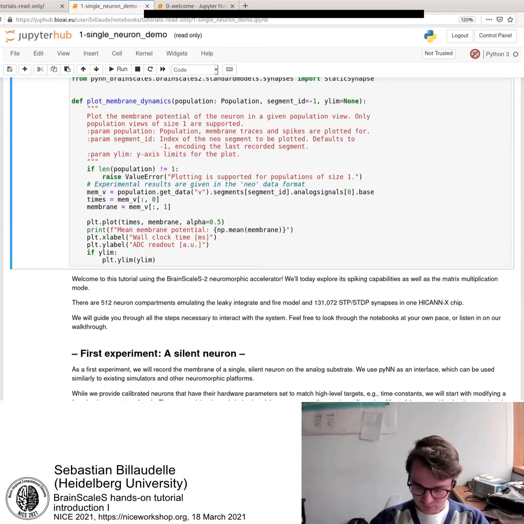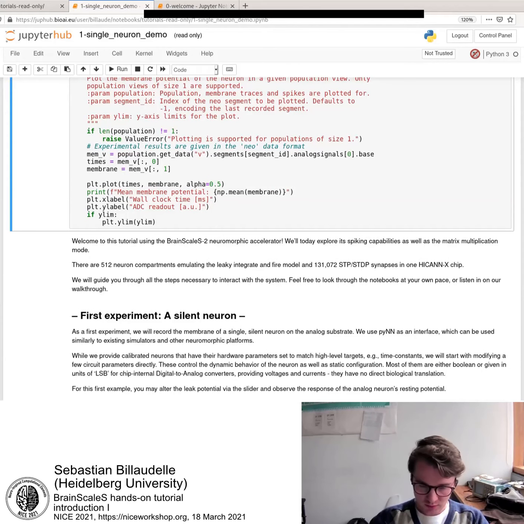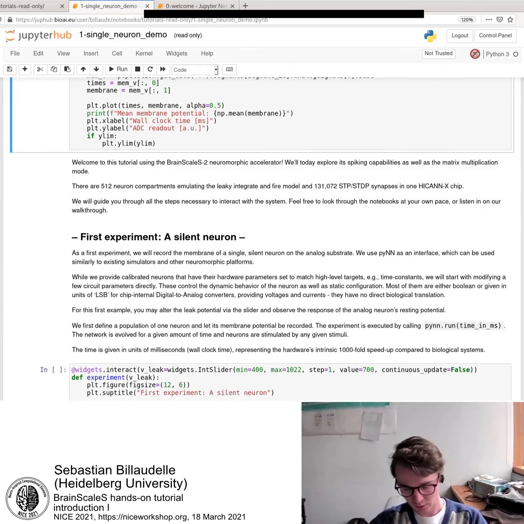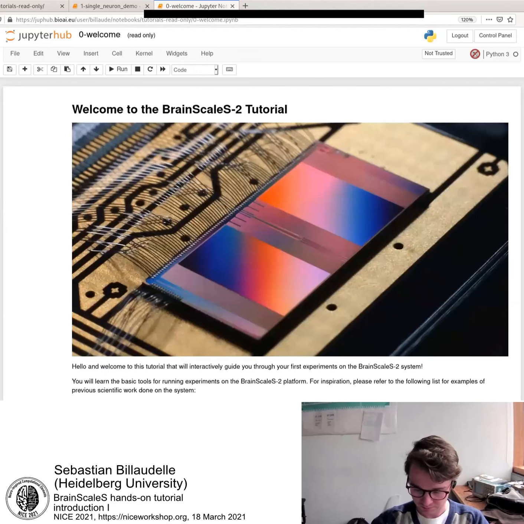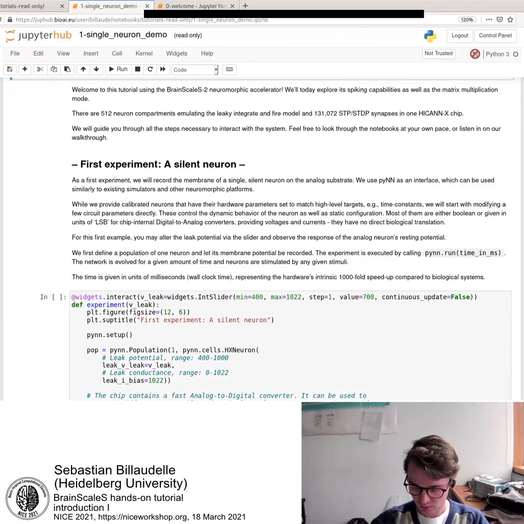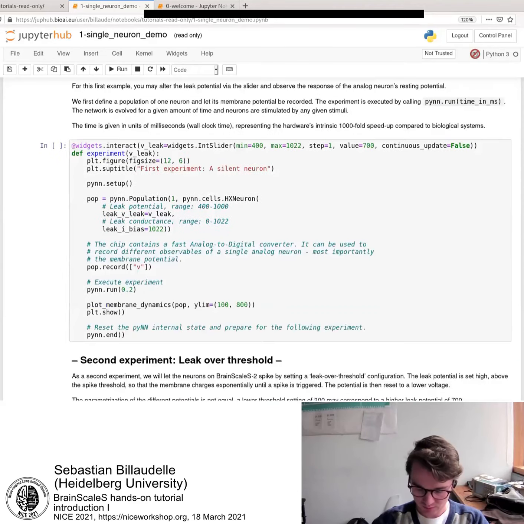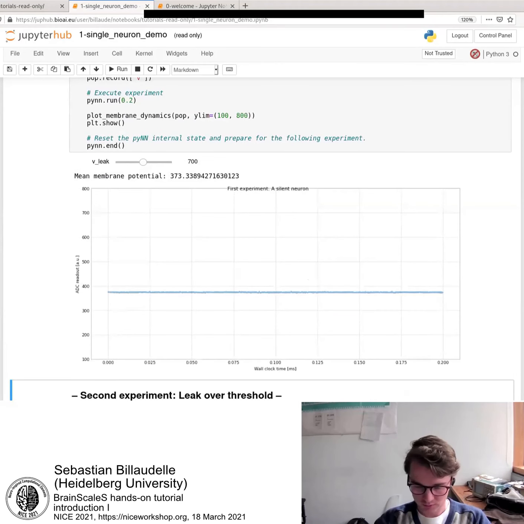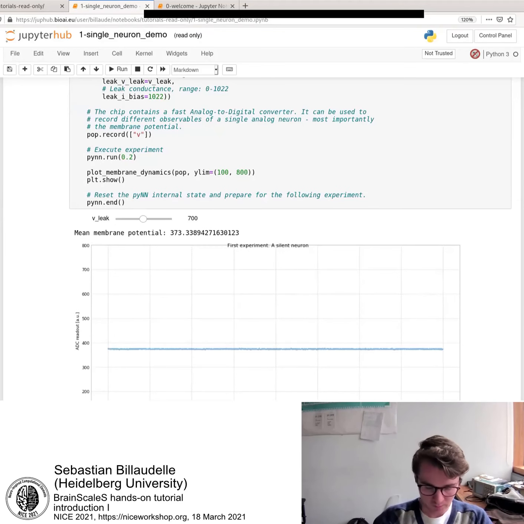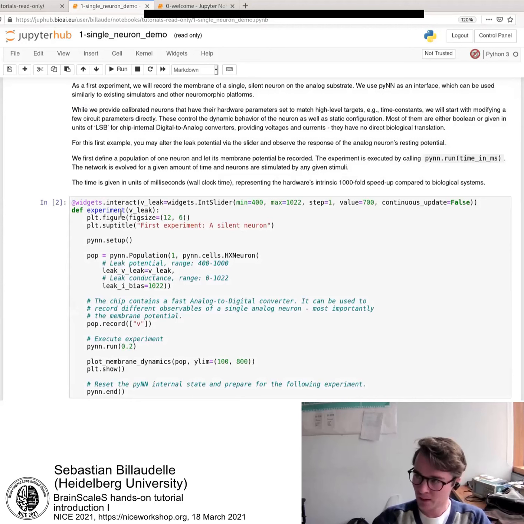Okay, so the BrainScaleS 2 ASIC, the one you see here, contains 512 neuron circuits, and we will now look at one of them. For that purpose, we set up a very simple experiment. It will simply record the membrane trace, the membrane potential, of one of these neurons. And for that, we first have to set up a network, right? We do this, as I said, using PyNN.